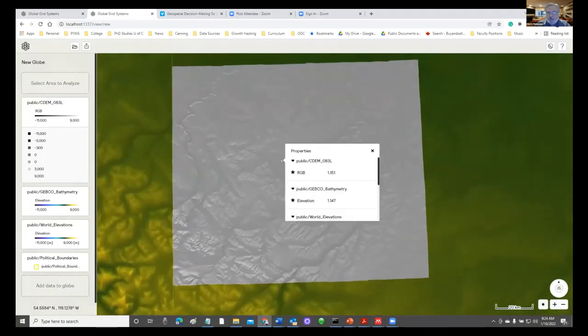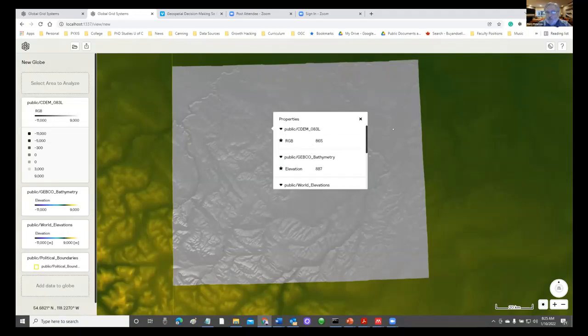And again, if I right click here, now I have 3 different elevations. They should be pretty close. Sometimes they'll be exact, but no, they're not. 1,151, 1,147, 1,150. The folks that are working with data like this all the time know that there's going to be a little bit of difference. There's precisions and there's accuracies of these data sources.